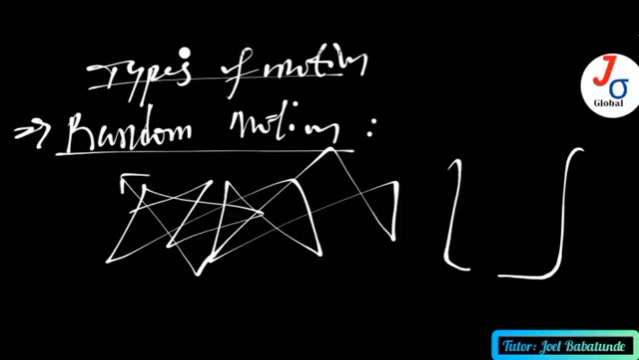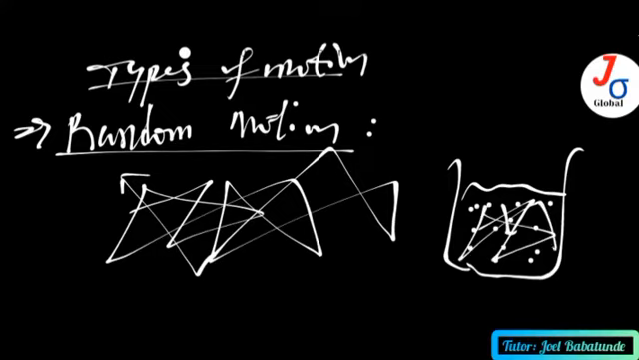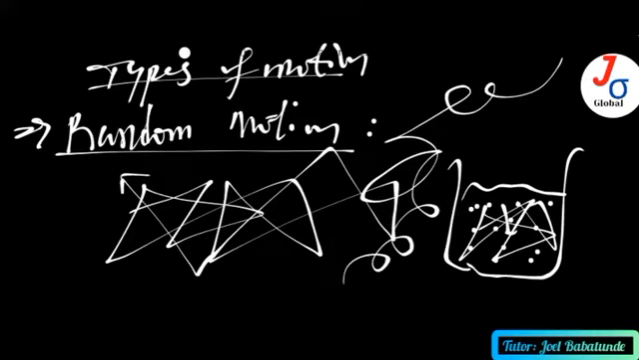So Brownian motion, when particles are suspended in water, let's say, the particles just move randomly. So particles move randomly in the water. So that's an example of random motion. Or smoke in the air. Smoke in the air just keeps going and doesn't really have a direction. So these are examples of random motion.